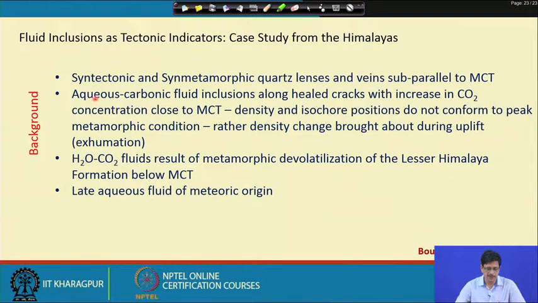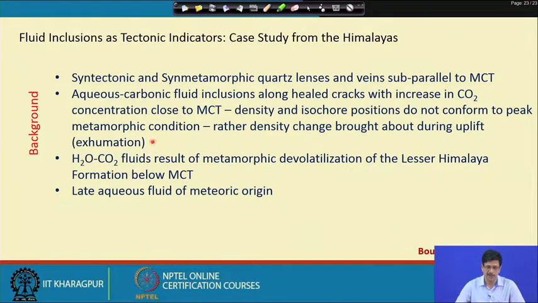So, what was observed was that there were aqueous carbonic fluid inclusions along healed cracks, with increased CO2 concentrations as the MCT is reached, which I will show in the next slide. Density and isochore positions do not conform to the peak metamorphic condition; rather, the density change was brought about during uplift and exhumation. So, these fluid inclusions were not exactly conforming to the peak metamorphic conditions, and these H2O-CO2 fluids result from the metamorphic devolatilization of the lesser Himalayas.